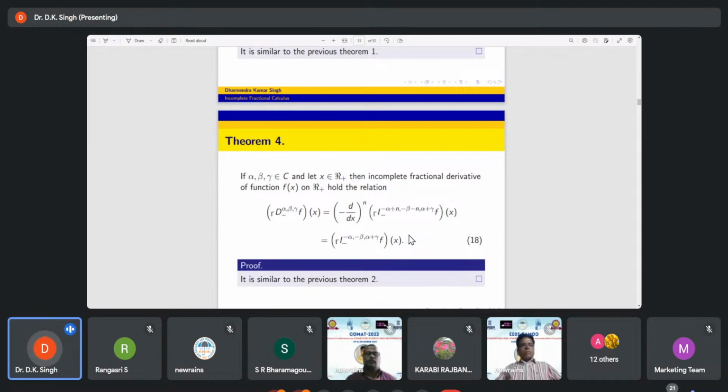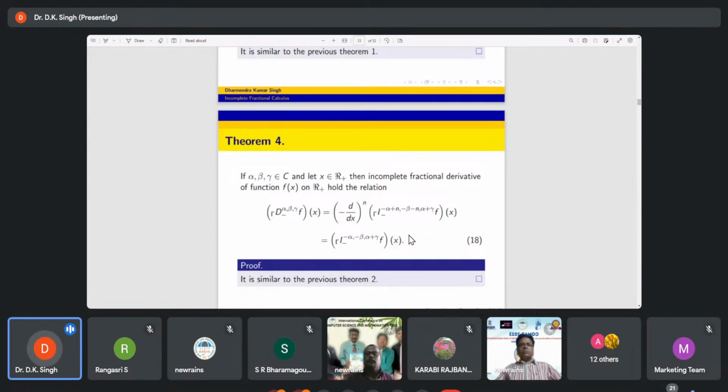This is the alpha, beta, gamma f(x) with minus d. This incomplete fractional derivative can be represented as the nth derivative of the incomplete fractional integrals, the nth derivative d/dx to the n, with the complementary incomplete gamma function, and the limit of integration x to infinity, in the form minus alpha minus n, minus beta minus n, alpha plus gamma f. Or you can represent this nth derivative of the fractional integral in the form of the complementary incomplete gamma function, minus alpha, minus beta, alpha plus gamma f(x). So it is similar to the previous theorem 2.